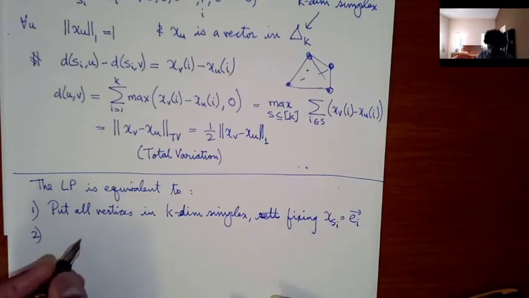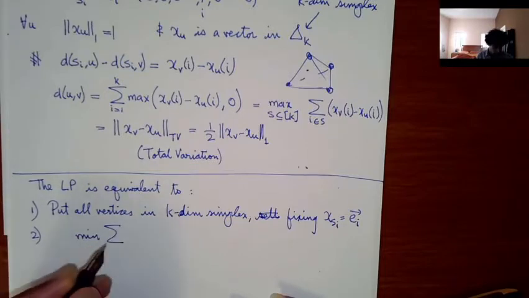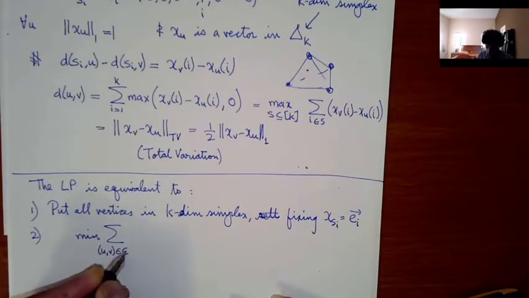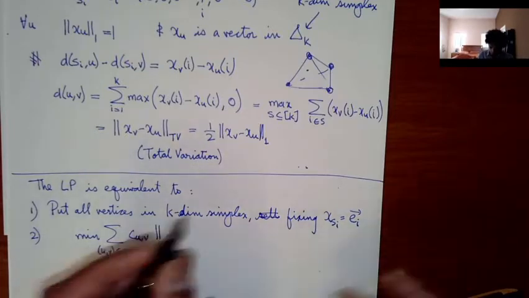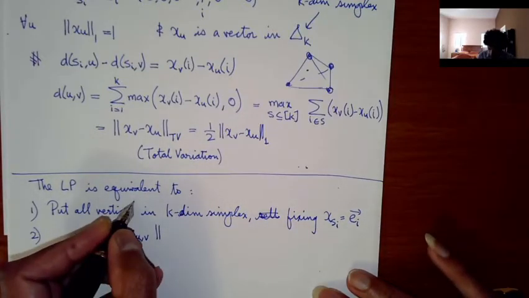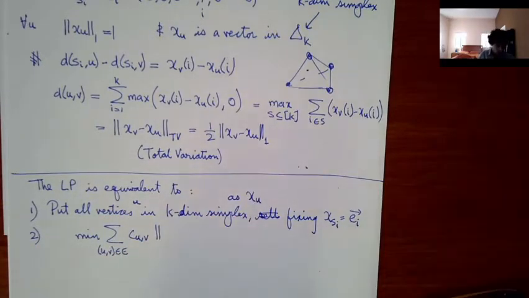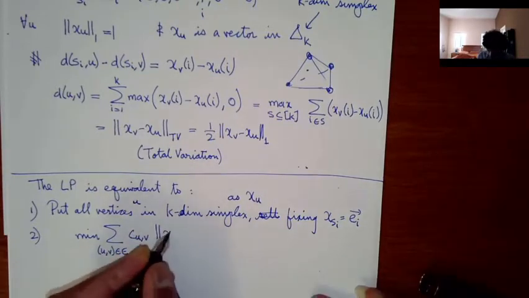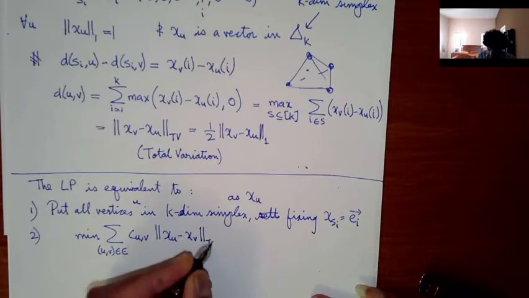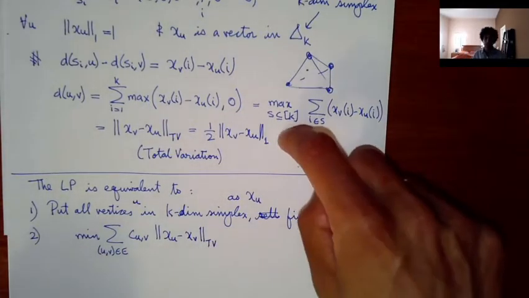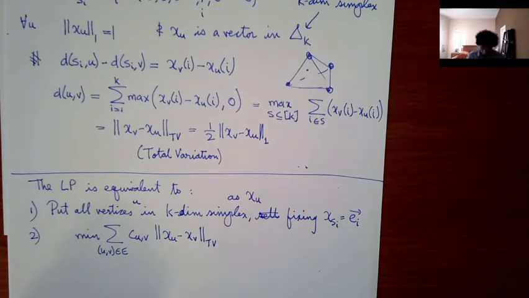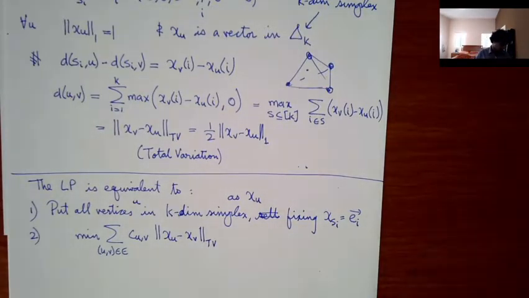And what we want to do is minimize the sum over all the edges. Put all vertices U in the K-dimensional simplex as the vector X_U, or the distribution. Total variation. And again, the total variation distance is half of the 1 norm. So the LP is equivalent to this, and now we'll just work with this formulation.